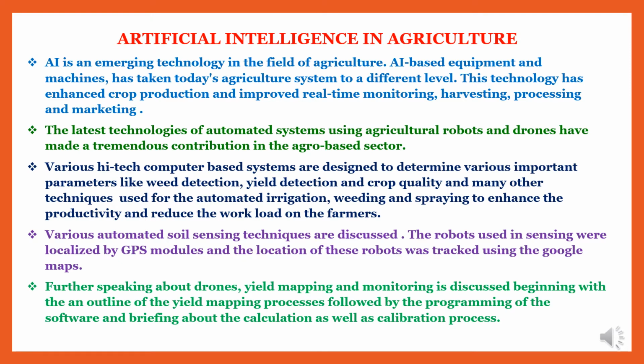Various automated soil sensing techniques are discussed. The robots used in sensing were localized by GPS modules, and the locations of these robots were tracked using Google Maps. Further, speaking about drones, yield mapping and monitoring is discussed, beginning with an outline of the yield mapping processes, followed by the programming of the software and a briefing about the calculation as well as the calibration process.